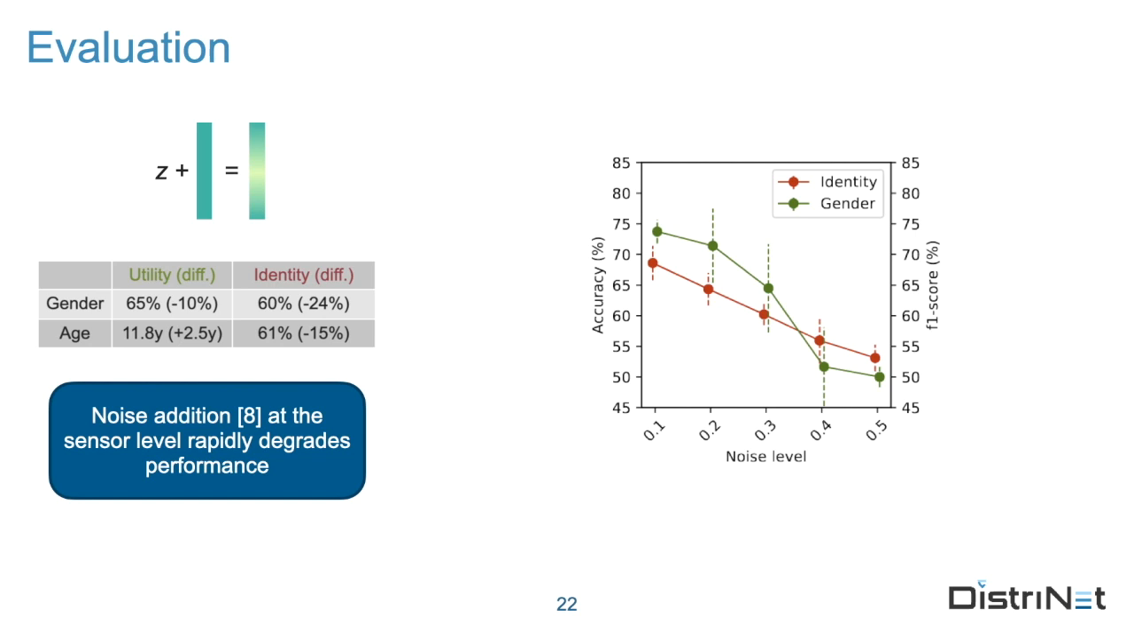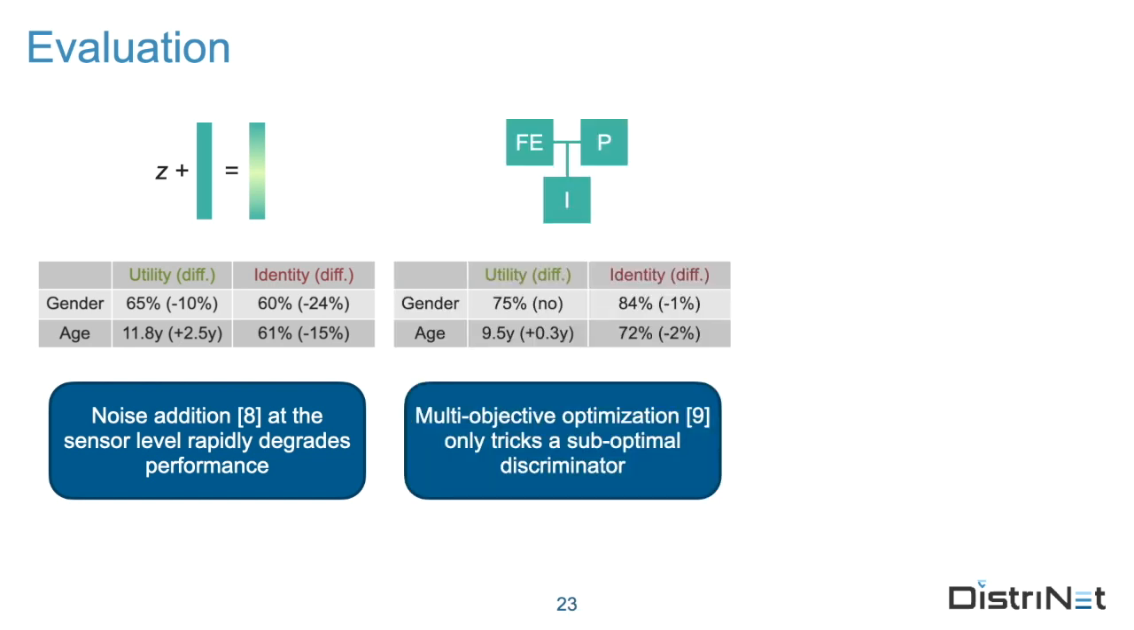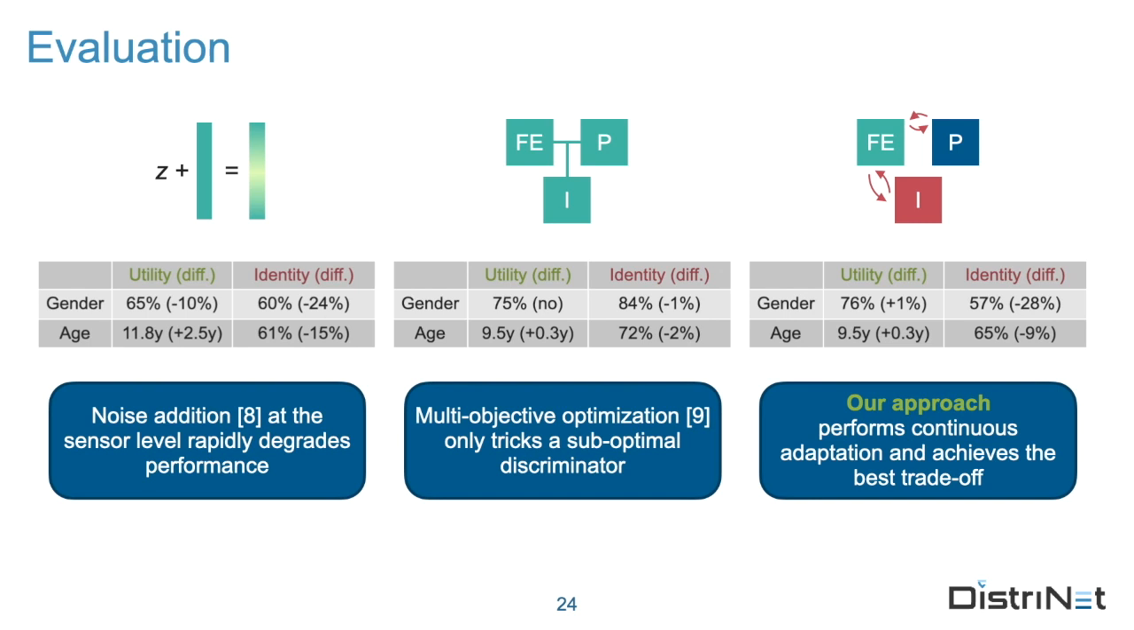Thus, we wonder if optimizing our network as a whole without making use of the adversarial framework would help in achieving a better trade-off. We found out that despite keeping a high utility for both gender and age, the identity verification accuracy is not affected by the addition of the pluggable component. This is due to a lack of generalizability in the approach that is only able to trick a very specialized adversary instead of a more powerful one that can adapt to the changes in the feature extracted by the user. This is what our approach achieves by performing continuous adaptation via adversarial optimization.